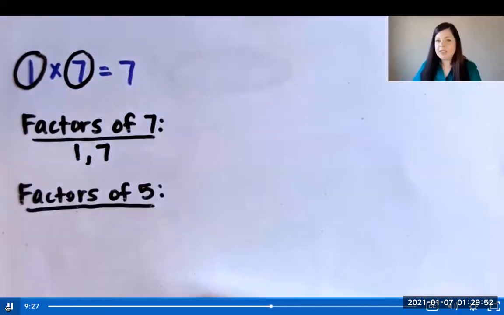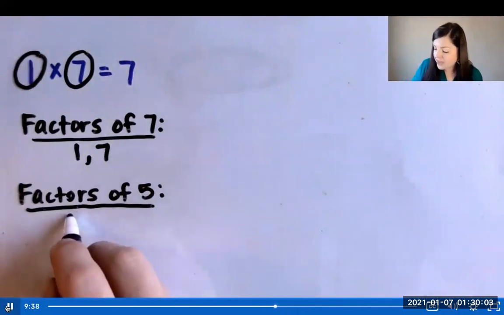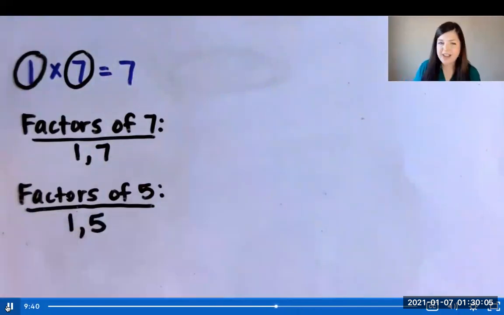Let's think about another number. Think about the number 5. What's a factor pair that would give us a product of 5? We know 1 times 5 equals 5, so we can list the factor pair 1 and 5. Are there any other factor pairs that would give us a product of 5? Think about the numbers between 1 and 5, 2, 3, and 4. None of those are factors of 5. So 1 and 5 are the only factors of 5.